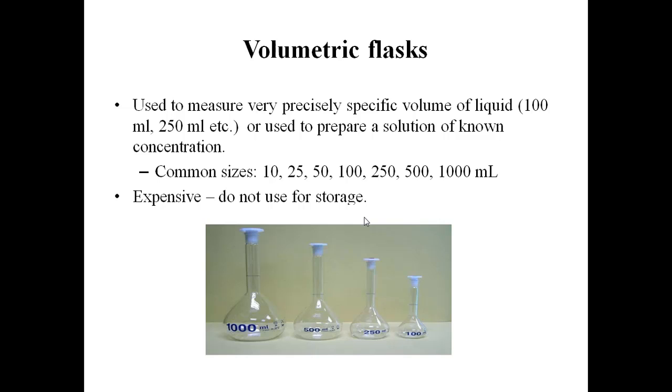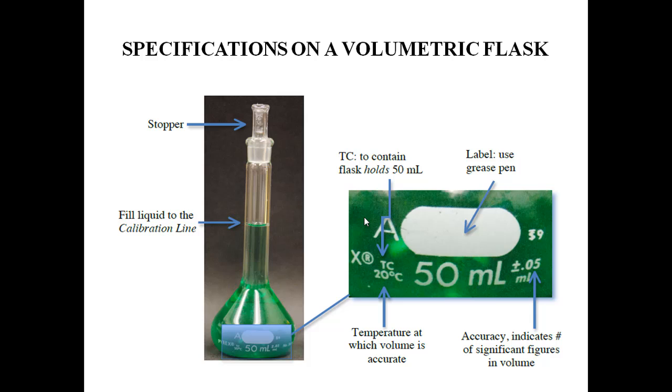Now, volumetric flask. This is actually the correct and precise measuring flask because it is used to measure very precisely a specific volume of liquid like 100 ml or 250 ml, or generally used to prepare a solution of known concentration. It is generally available in various sizes like 10 ml, 25 ml, 50 ml, 100 ml, and so on. But it is expensive. Do not use it for storage purposes.